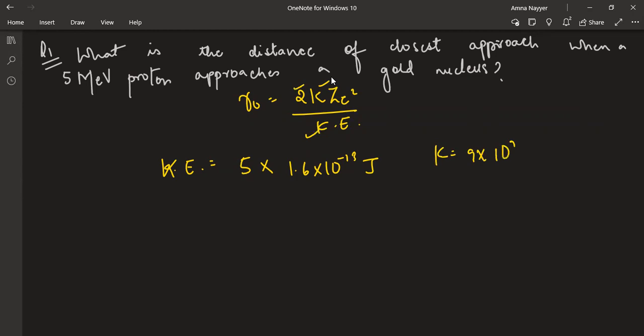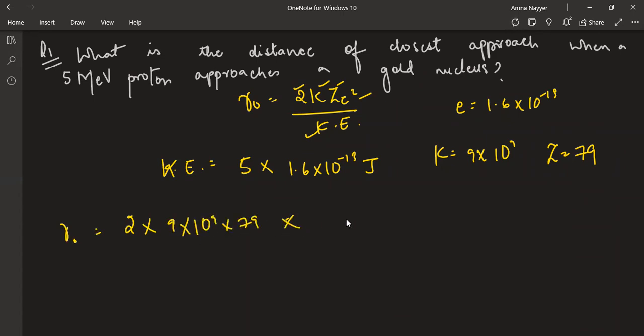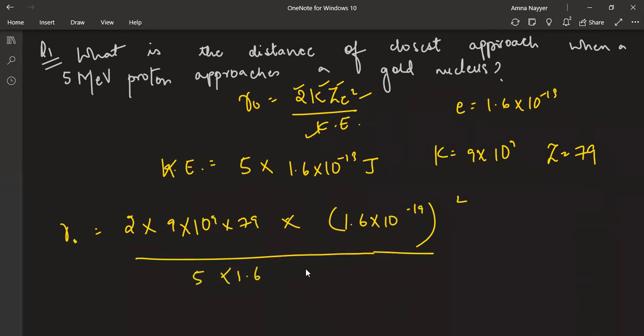This we have to write for gold. So for gold, this is 79. The electronic charge is 1.6 into 10 to the power minus 19. These are all the values that we have to substitute in the formula. So R naught will be 2 into 9 into 10 to the power 9 into 79 into 1.6 into 10 to the power minus 19 whole square, by kinetic energy, 5 into 1.6 into 10 to the power minus 13 joules.